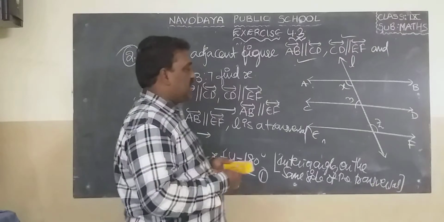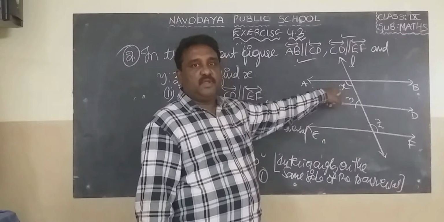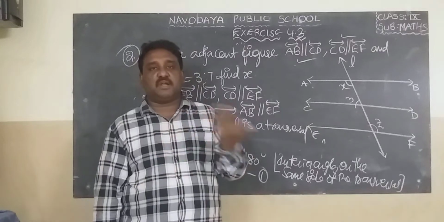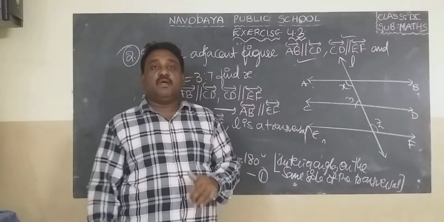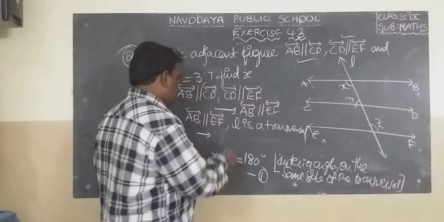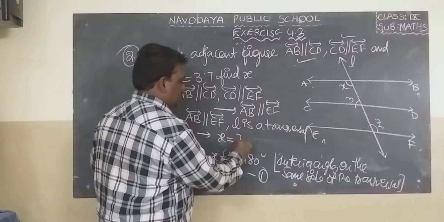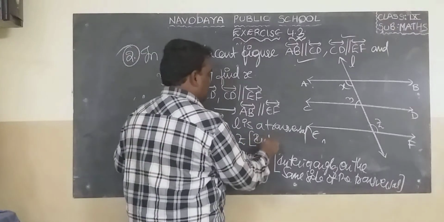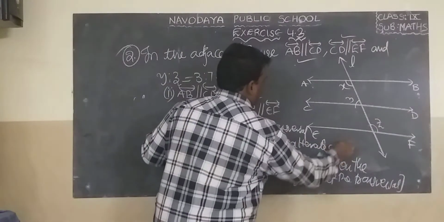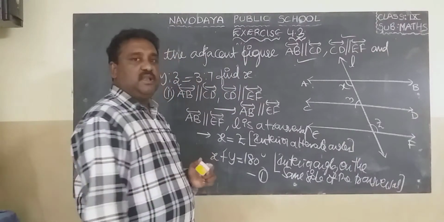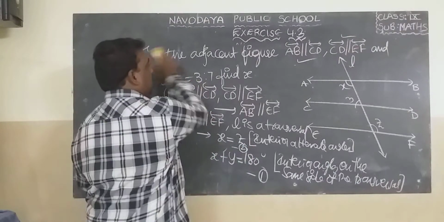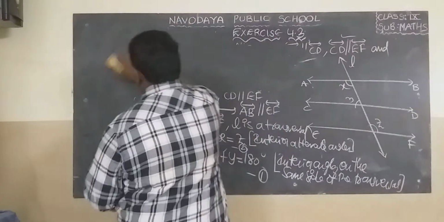Then observe the angles. What are the angles? Number 1, x, interior angle. Number 2, z, interior angle. They lie on either side of the transversal. Automatically they are equal. Why they are equal? Because they are interior alternate angles. So x equal to z. What is the reason? Interior alternate angles, equation 2.